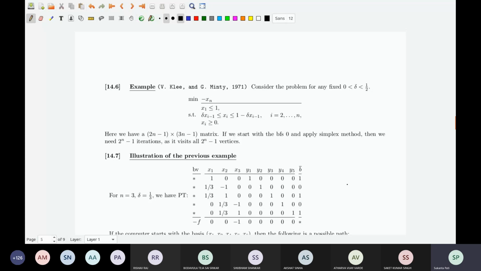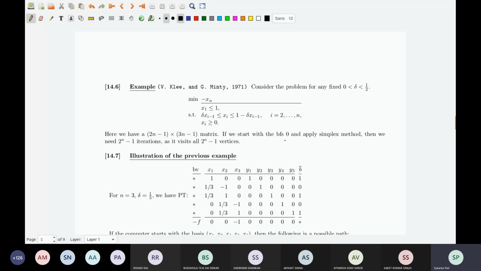So if you consider this problem, and you start with the BFS 0, 0, 0, it goes through all the 2 power n minus 1 vertices. So that basically means before giving you the optimal result, it has to perform 2 power n minus 1, forget that minus 1, about 2 power n iterations. I mean, n equal to 100, it will never give you the answer. It will give, but after ages. So that's how it is.